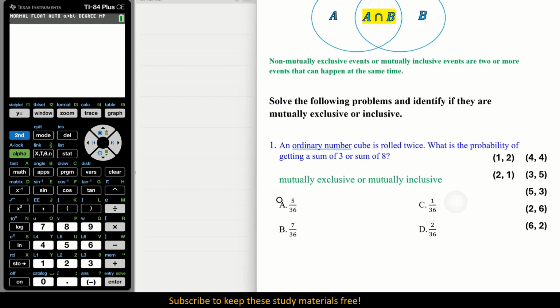All right, so number 1: an ordinary number cube is rolled twice. What is the probability of getting a sum of 3 or a sum of 8? That implies combinations. Now, I've quickly written them out. As you see, the first column is if you add it up to be 3, and the second column is if you add up the dice to equal 8.